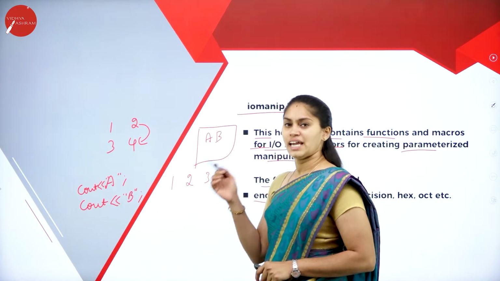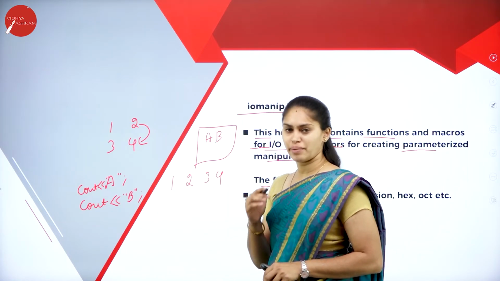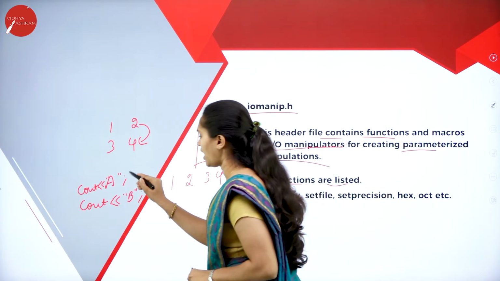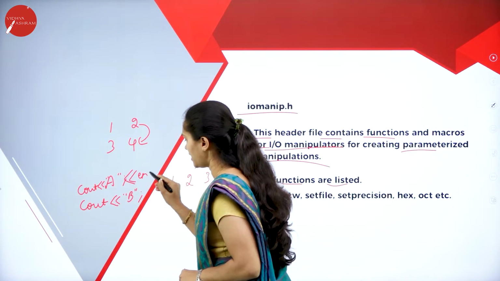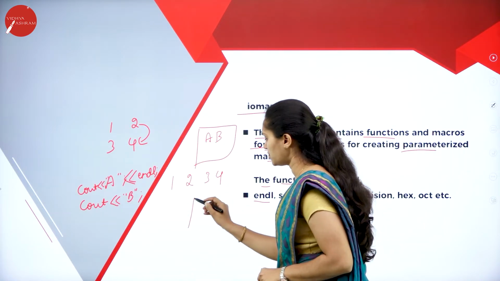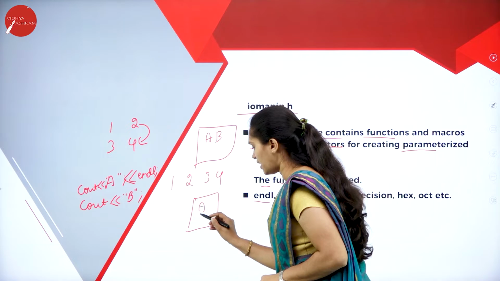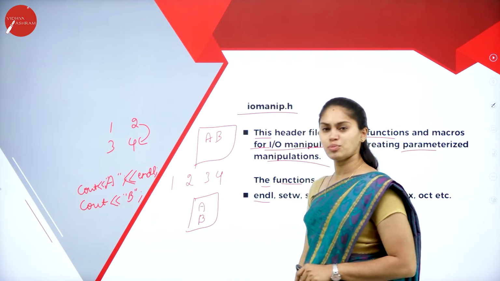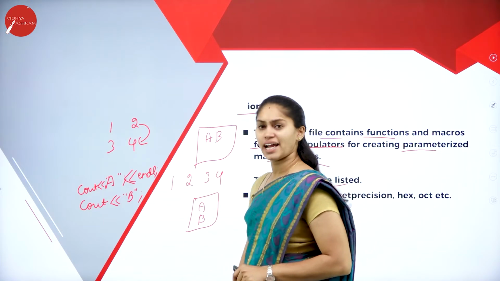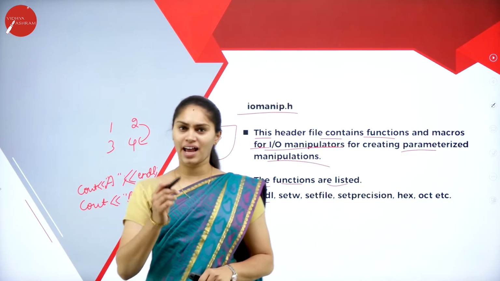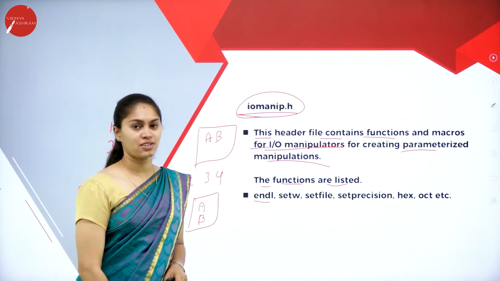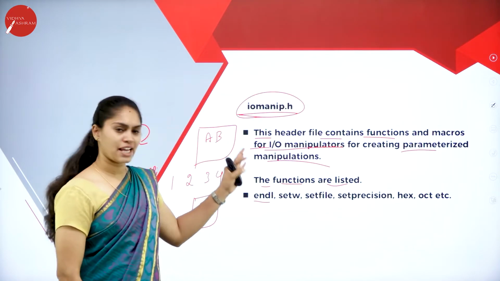That means if I wanted to have a line space between one cout statement and another cout statement, then I have to include this endl manipulator. If I am using this, what will be the output? Then it will be like this. The output will be like this by using this endl. If I am using endl in my program, then I have to include this iomanip.h header file. That is what relates to this IO manipulation.